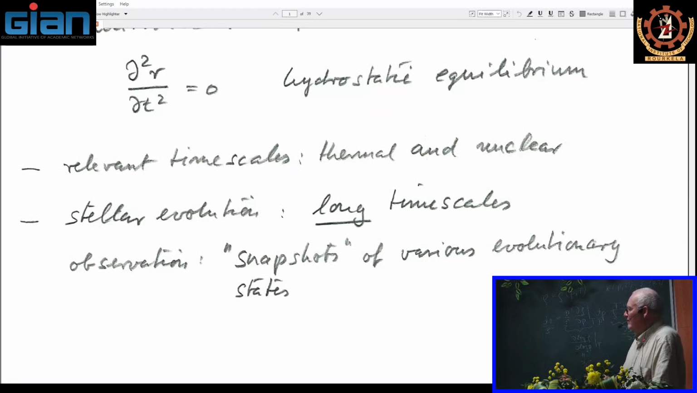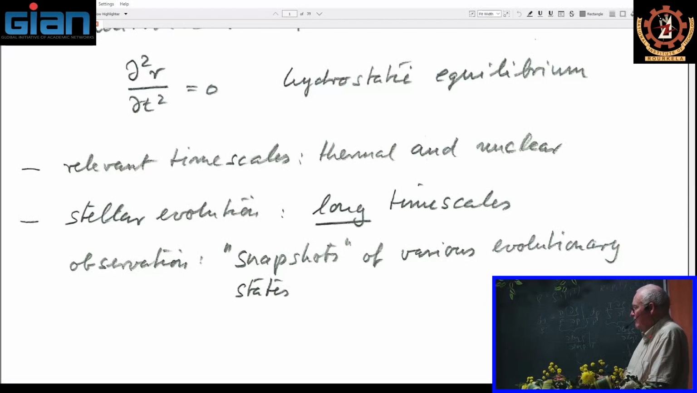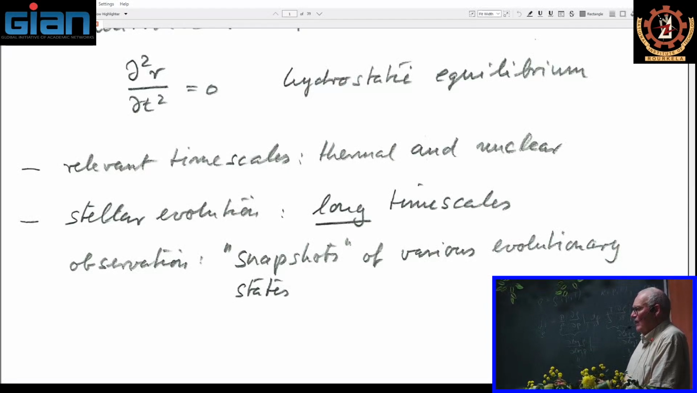We have already seen that stellar evolution typically occurs on long time scales, which are not accessible to human beings: 10^7 years, 10^10 years. So we cannot follow the stellar evolution, which we calculate by numerical integration, for instance. It proceeds on timescales of 10^7 to 10^10 years. So how do we compare it with observations?